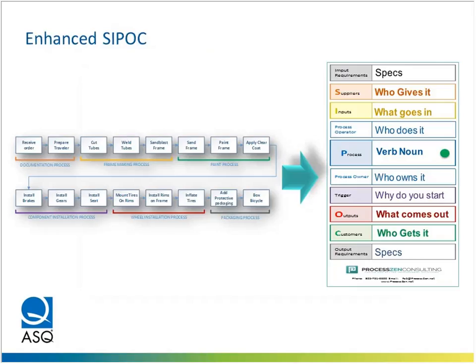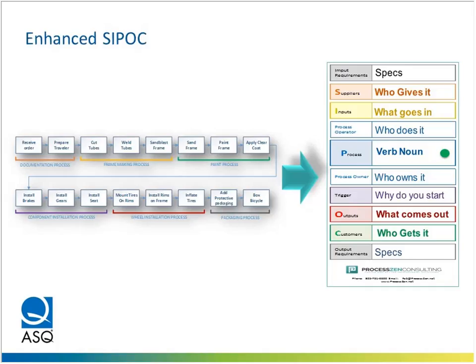The first thing that we will do, and this is a form that we use in several iterations, as you can see on the left-hand side, we have our traditional process map. Our process map here seems like it has about 16 steps. For each of those steps, we will create one of the cards that you see on the right-hand side, and we will write just the verb and the noun. You notice for a process map, everything is written in the verb-noun format, such as receive order, prepare traveler, cut tubes.